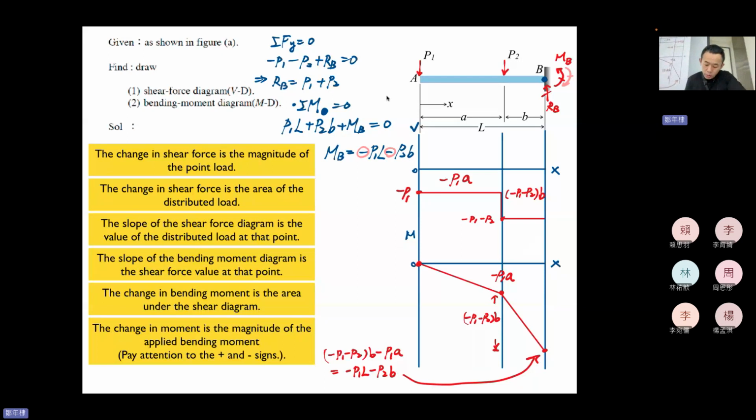So I will refer you to check a bit, okay, to see the relationship between them. This is the question. I quite like that because you can notice the fixed end moment, what will it look like?